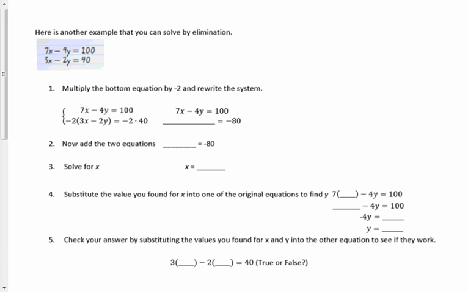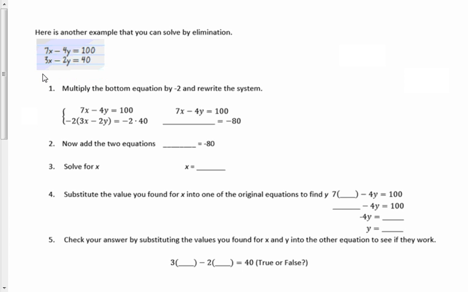Here's another example of a problem you could solve by elimination. It says that 7 times x minus 4 times y is 100, and 3 times x minus 2 times y is 40. Right now, if we added those 2 equations together, and don't do this, I'm just demonstrating, we would get 10x minus 6y is equal to 140. That doesn't help us because we haven't eliminated a variable.